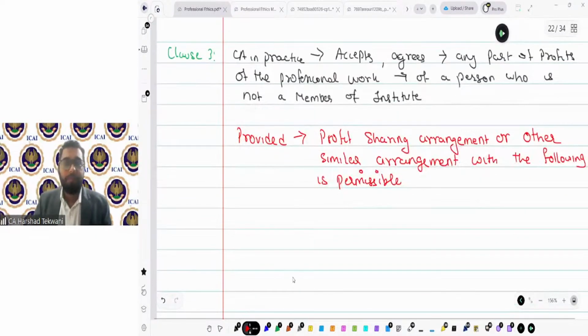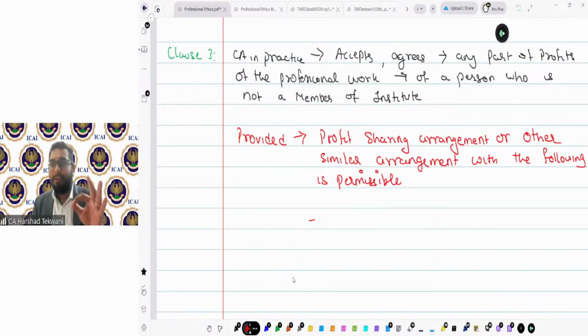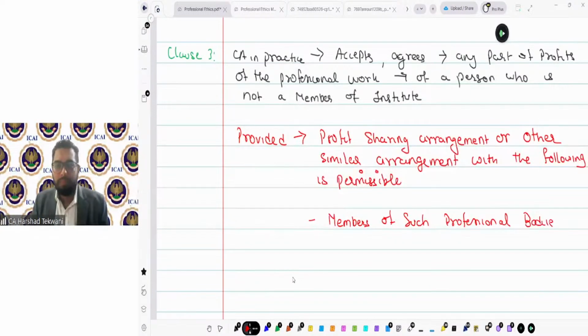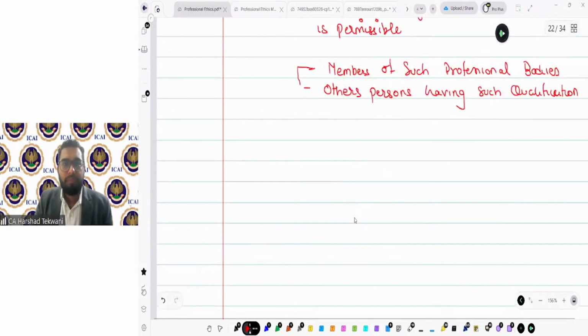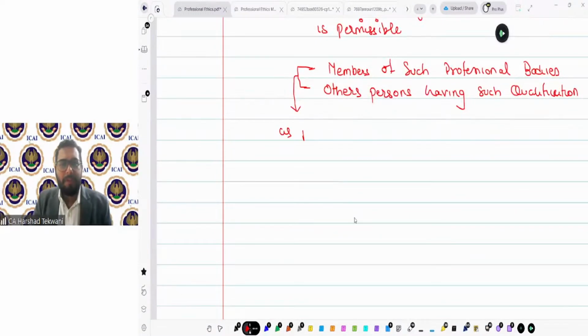Now, who are the following? One, members of such professional bodies, or other persons having such qualification as prescribed under clause 2.